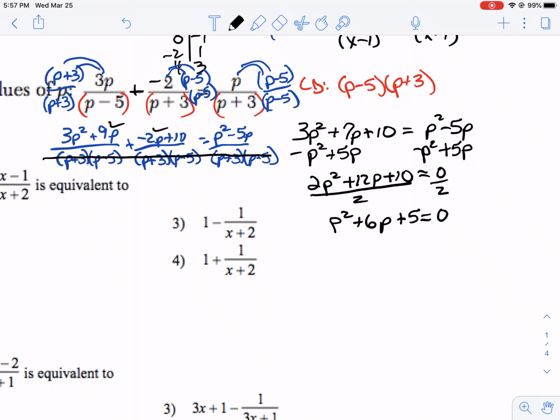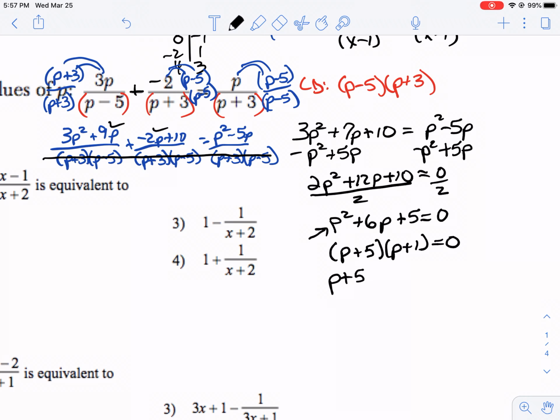So now I need to know what numbers multiply to 5 and add to 6. Oh, that's easy, 5 and 1. Remember, you do not have to do grouping if there's not a number touching your squared term. Whatever you choose for your factors automatically goes in.